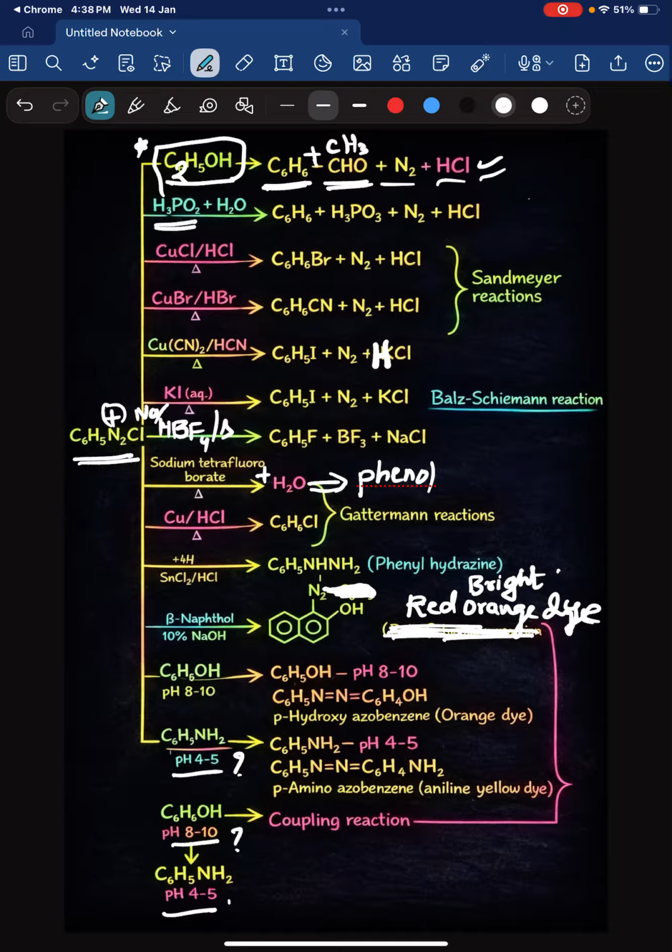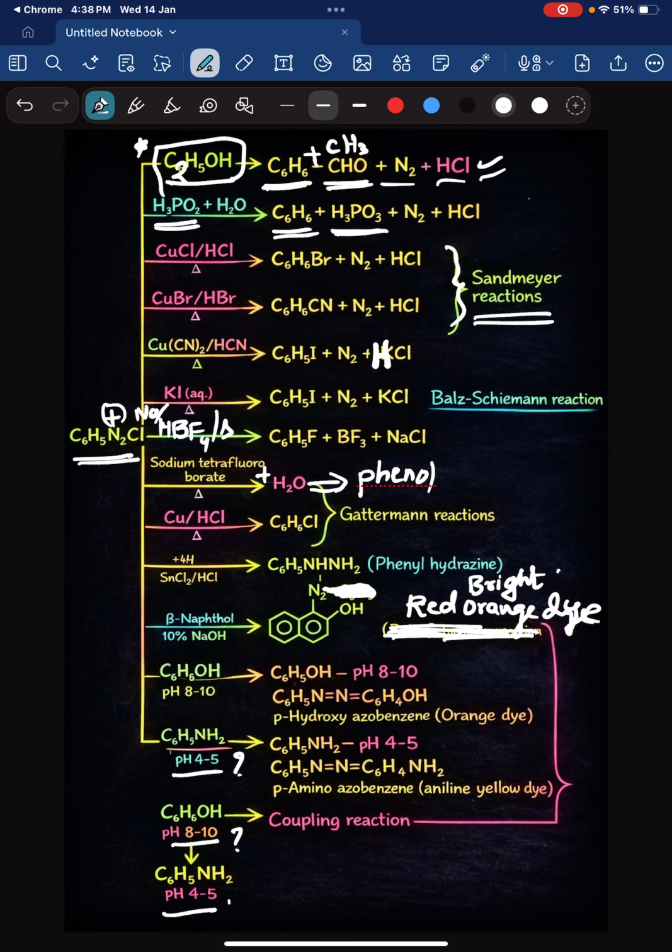In a similar manner H3PO2 is converted into H3PO3 and benzene diazonium chloride is converted into benzene. That's how we get this. And these reactions we already studied. These are called Sandmeyer reactions.